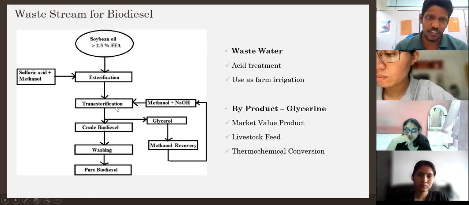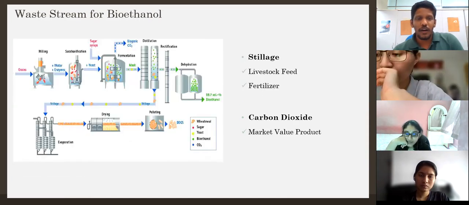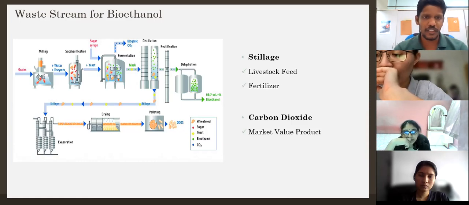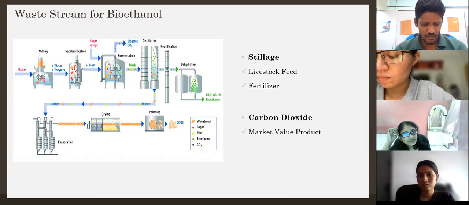Next, I'll move on to the bioethanol waste stream. This is the flow diagram of the bioethanol waste stream, where we can see the major compound produced as a waste stream is the tillage. Tillage mostly contains the husk from corn and so on.